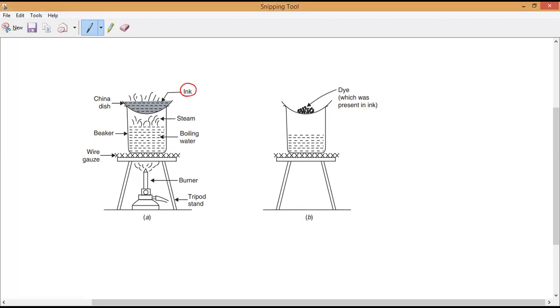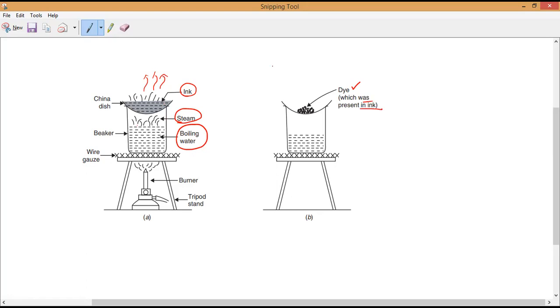Hope everybody can understand. So we should not heat the China dish which contains the ink directly. What do we have to heat? We have to heat the boiling water, the water boiler. So we are heating the water boiler. It will produce fumes or steam. That steam will evaporate the liquid from the ink so that it will never be turned into ash. We will obtain the dye which was present in the ink after the evaporation.